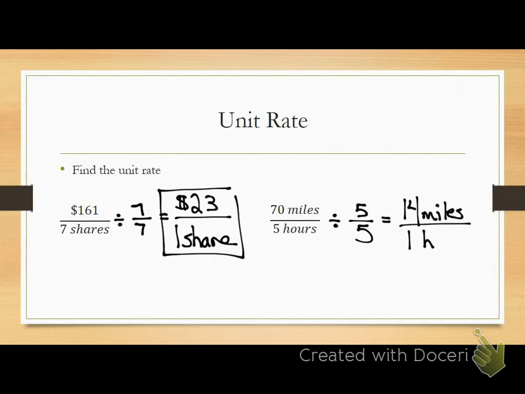Clearly, they're not driving, right? All right, I would not want to be behind them if they were. So that's how we find unit rate. Maybe they were riding their bike.